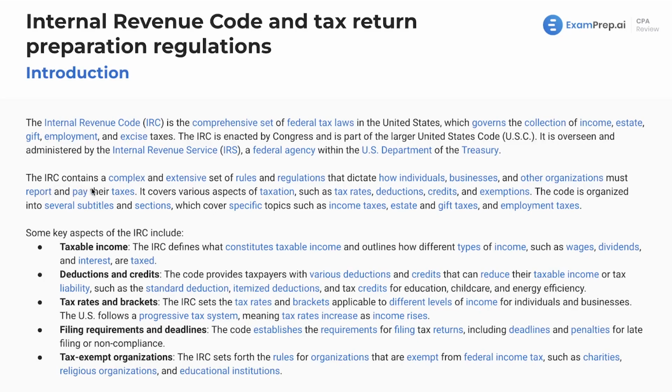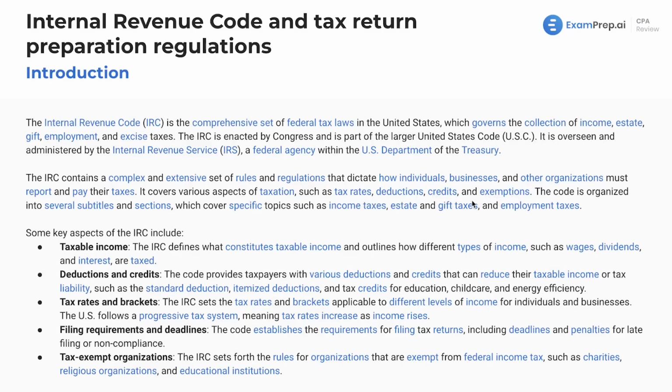The IRC contains a complex, and you can say that, it is complex, and extensive set of rules and regulations that dictate how individuals, businesses, and other organizations must report and pay their taxes. It covers various aspects of taxation, such as the tax rates, deductions, credits, and exemptions.